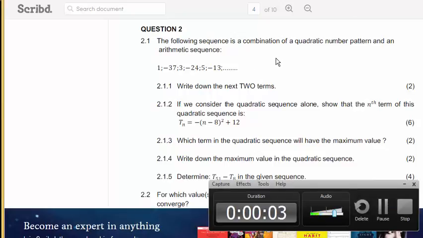Okay, so for question 2, we start. The following sequence is a combination of a quadratic number pattern and an arithmetic number pattern. So there's obviously quadratic and arithmetic here combined. They ask us to write out the next two terms. So we just look at that. We see this first term is 1, then negative 37, odd, 3, negative 24, 5, negative 13.